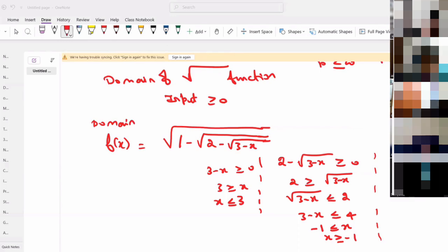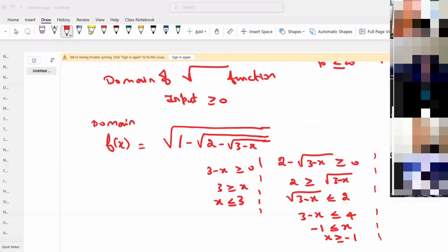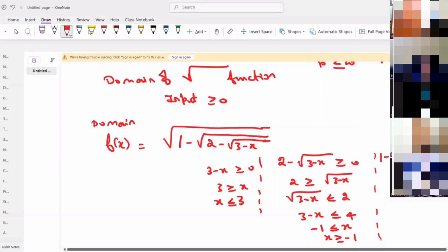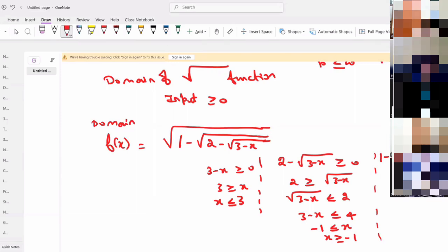All right. So what's the next thing to check? Sadhana, can you say that? We can take the outermost one, which says 1 minus square root of 2 minus square root of 3 minus x should be greater than or equal to 0. Very good. And if we take the 1 to the other side, we get 2 minus root of 3 minus x should be less than or equal to 1. Yes, we can square it.